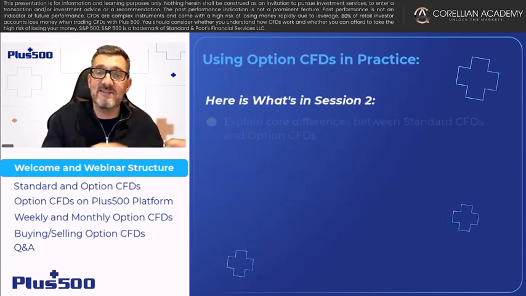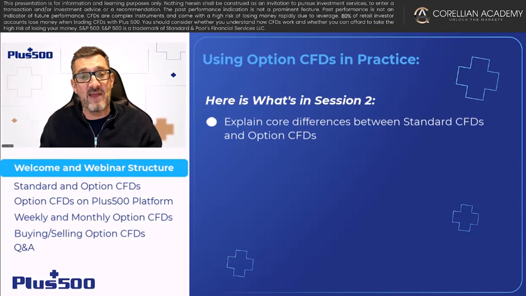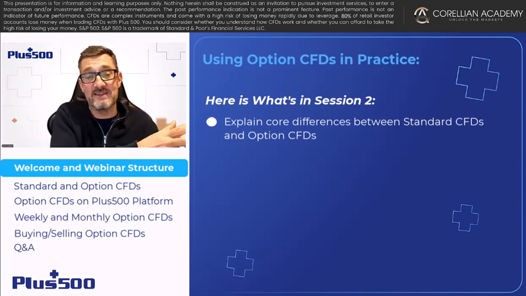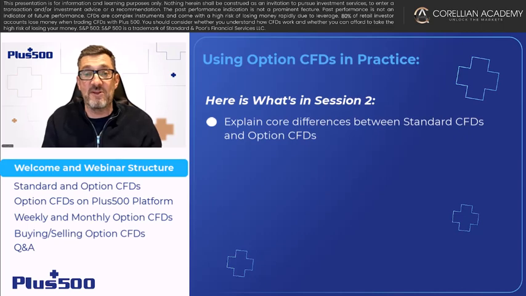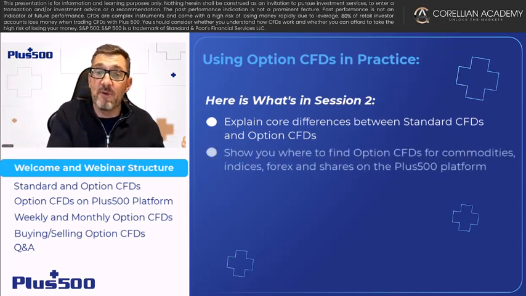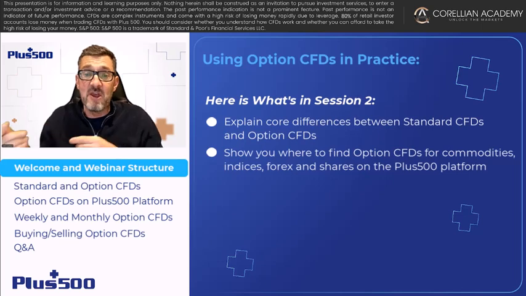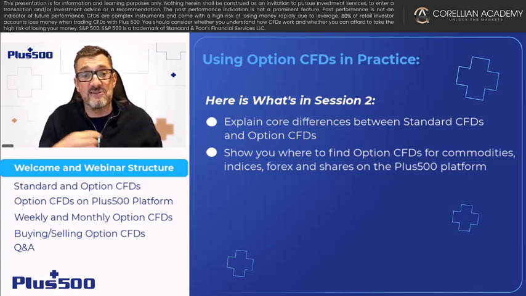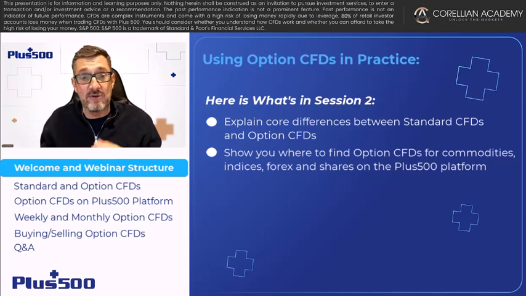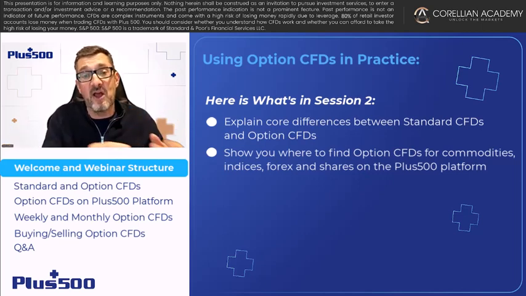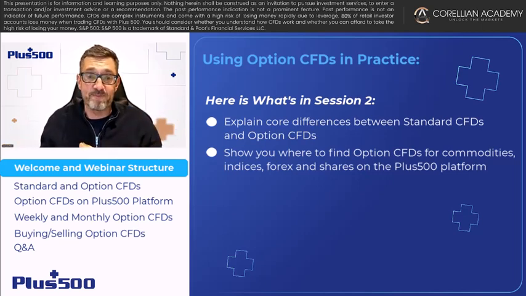Now, in today's session, we're going to start by breaking down the core differences between standard CFDs and option CFDs, because although both let you express a market view, they behave very differently. From there, we'll jump onto the Plus500 platform itself, show you where to find option CFDs across commodities, indices, FX pairs, and individual shares, as well as looking at how you can chart their movement.